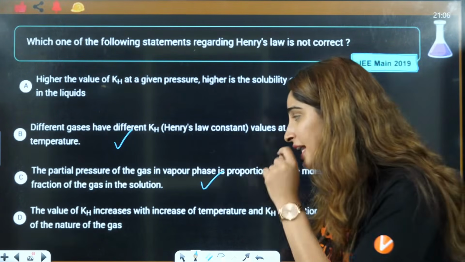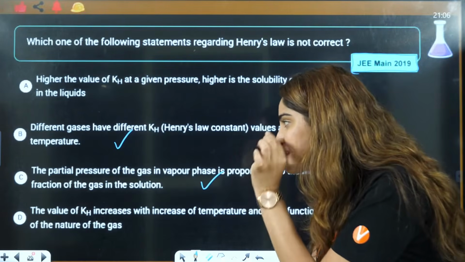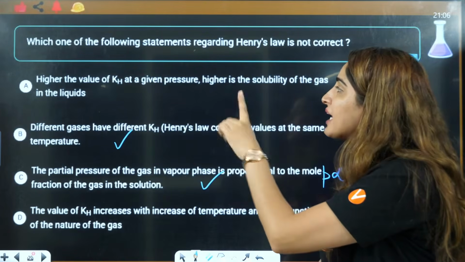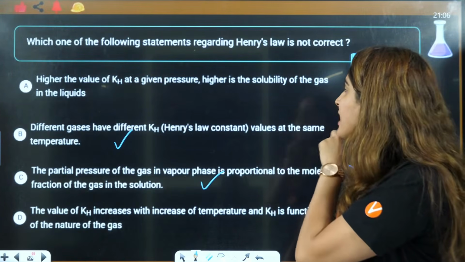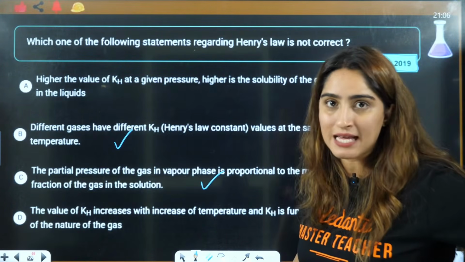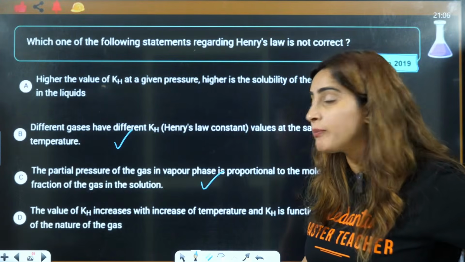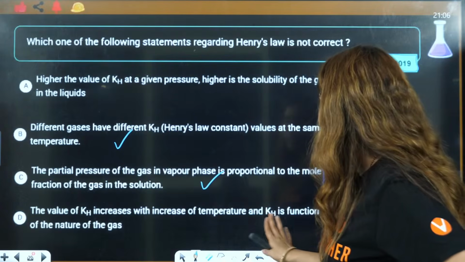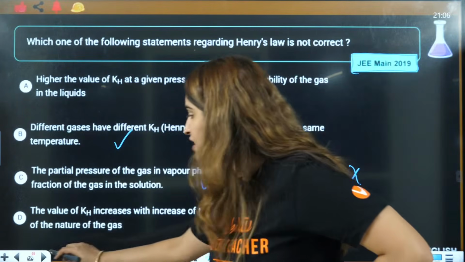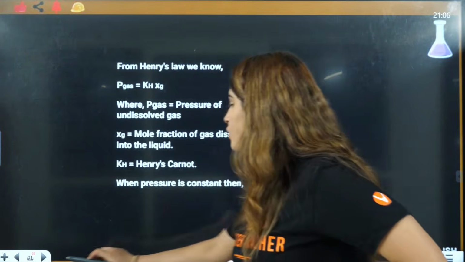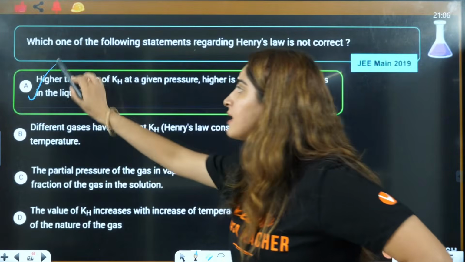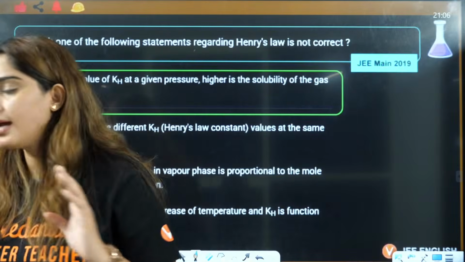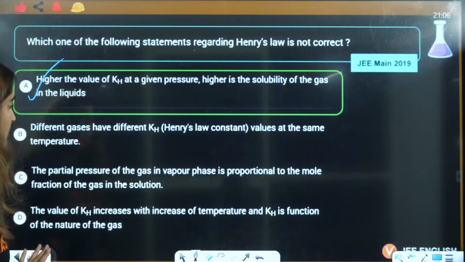Then D, the value of KH increases with increase in temperature, and A, higher the value of KH at a given pressure, higher is the solubility of the gases. So solubility we can't define that way, but definitely the value of KH increases with increase in temperature, and KH is a function of the nature of the gas. So we can say that A is the incorrect option here.